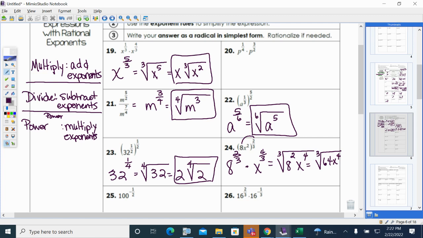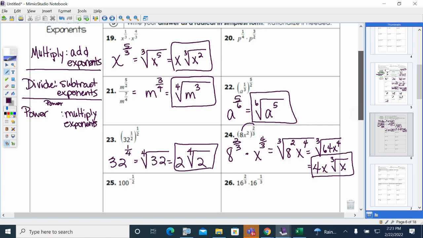Cube root of 64 should reduce to a 4. The cube root of 64 is just 4. And for my x's, I have 4 of them inside. There's going to be 1 that comes out and 1 that stays under. So my final answer here is 4x times the cube root of x.